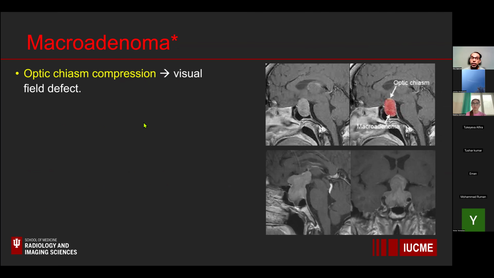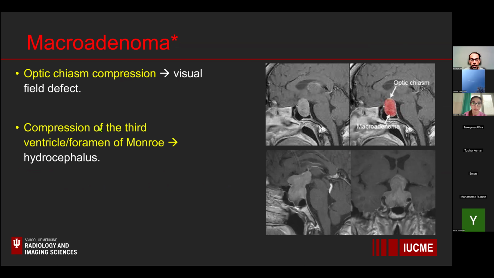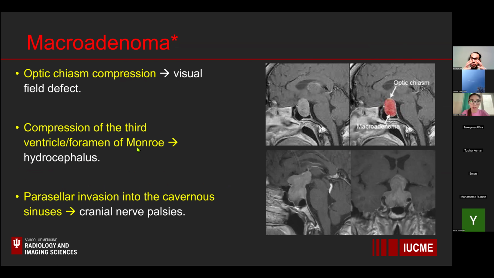As I alluded to earlier, macroadenomas get us in trouble because of compression. So as they approach the superior aspect, they compress the optic chiasm. Patient gets visual defects. They can also compress the third ventricle or the foramen of Monro, leading to hydrocephalus. And as they spread outward, laterally towards invading the cavernous sinus, they can cause cranial nerve palsies because of the reason we discussed earlier in the anatomy lesson.